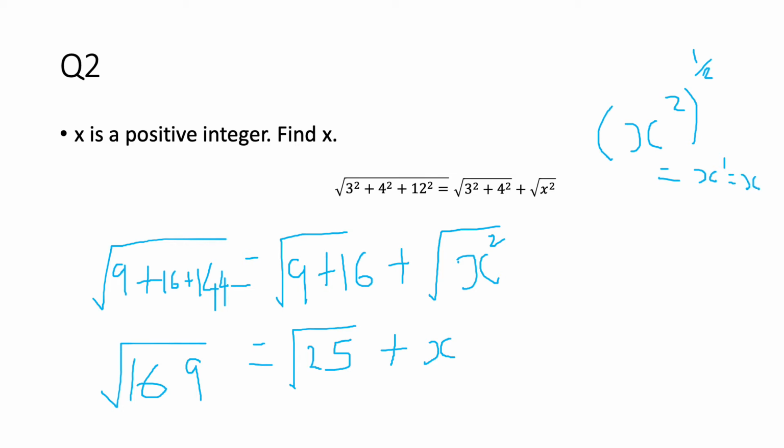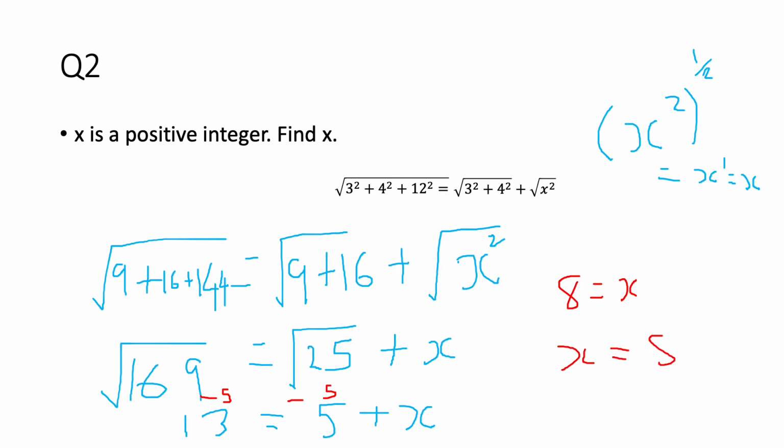So the square root of x squared is just x. Now the square root of 169, we should know, is 13. The square root of 25 is 5, because 5 times 5 is 25, and 13 squared is 169, plus x. Solving this, 13 equals 5 plus x, minus 5 on both sides. 13 minus 5 equals 8, so 8 equals x. So x equals 8 is the answer for question 2.